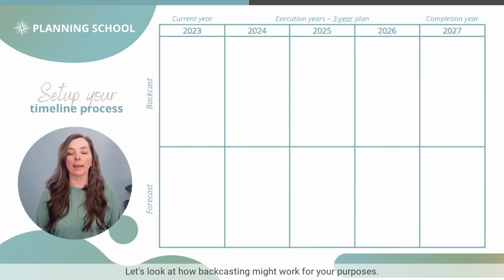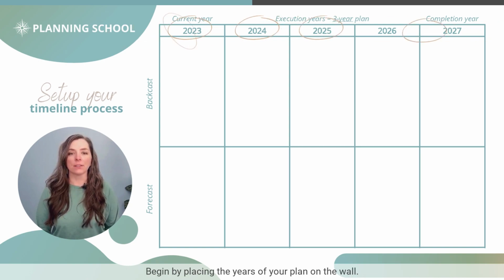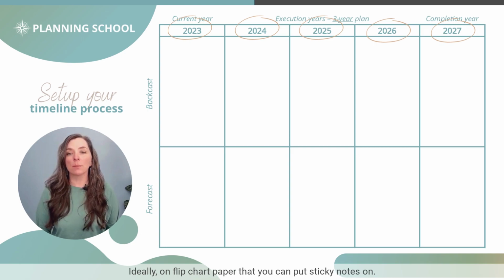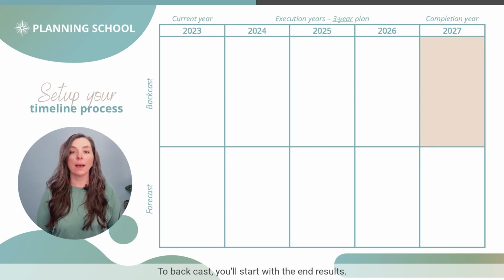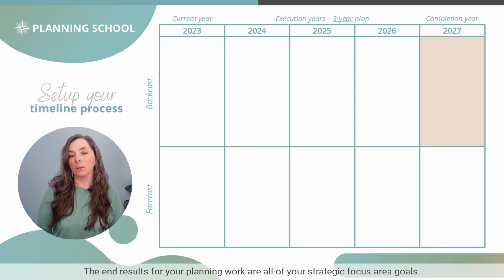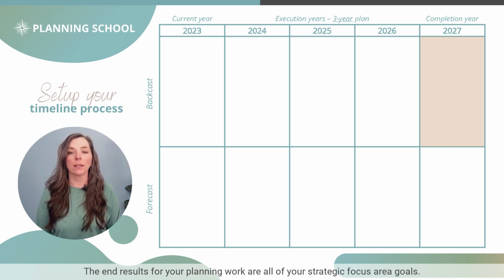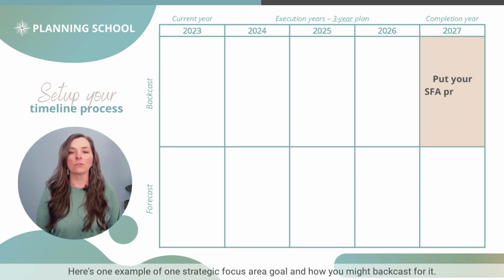Let's look at how backcasting might work for your purposes. Begin by placing the years of your plan on the wall, ideally on flip chart paper that you can put sticky notes on. To backcast, you'll start with the end result. The end result for your planning work are all of your strategic focus area goals. Here's one example of one strategic focus area goal and how you might backcast for it.